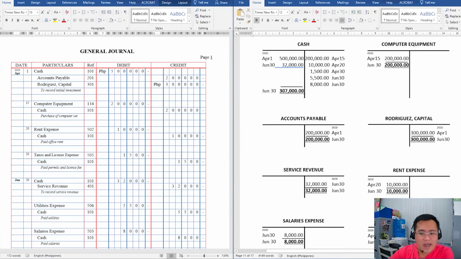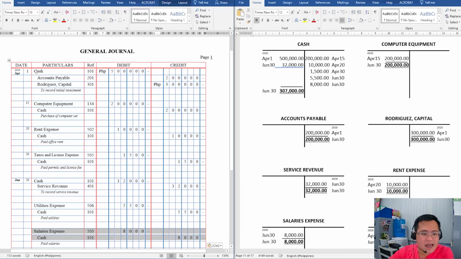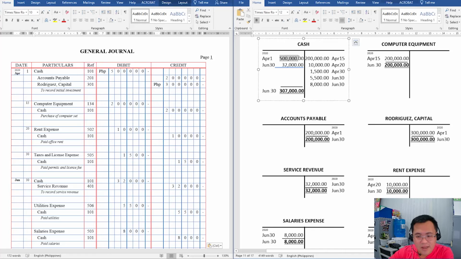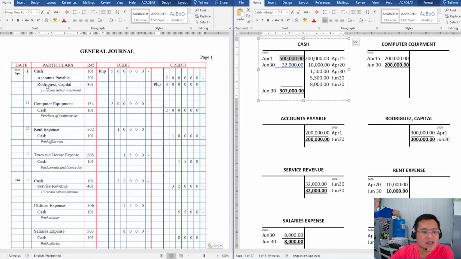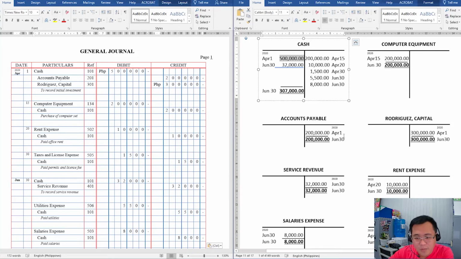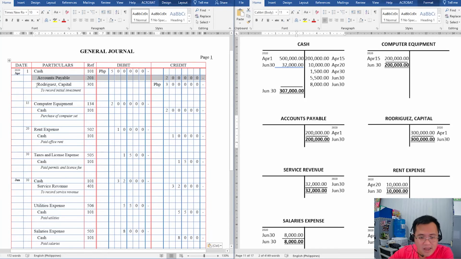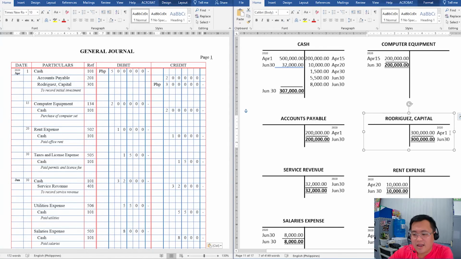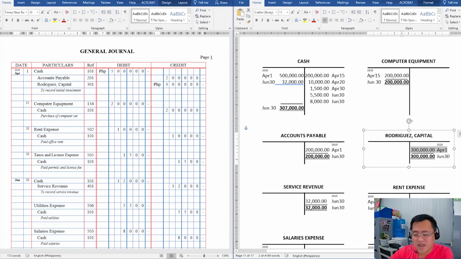So again, when we post, for instance, cash, debit, 500,000, you put here 500,000 on the debit side for cash. And then credit accounts payable, 200,000 pesos. So we look for the T account of accounts payable, and we put here on the credit side 200,000 pesos. And Rodriguez Capital, 300,000 pesos on the credit side. So we put here on the Rodriguez Capital credit 300,000. It's actually the same. However, this is much simpler.